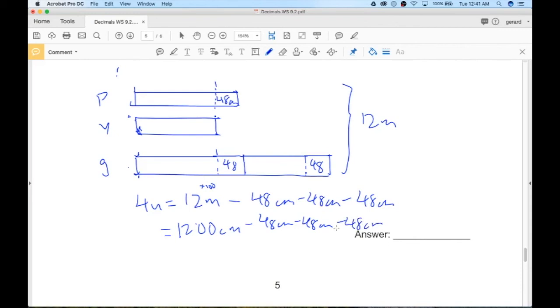Now I know some of you would like to plus all the 48s together, then after that you minus off from 1200. Same thing, it's fine, nothing wrong with that. So here I'm going to do 48. The answer should be 1056 cm. Now this is for 4 units.